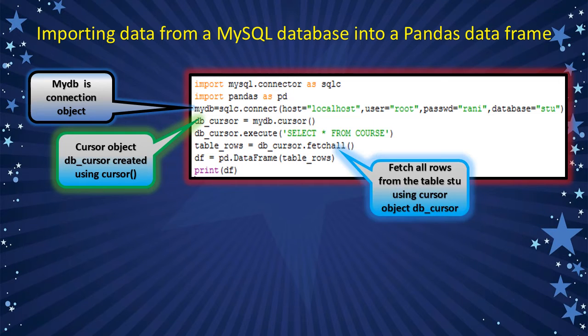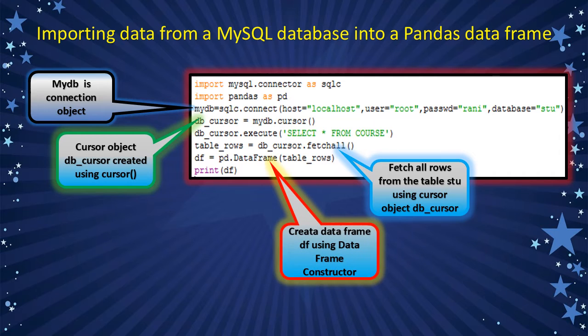The next cursor object is created. Cursor object name is tb_cursor using the function cursor. And next, execute the query using the execute function. Select star from course, so all the data are retrieved. And next, using the fetchall function, from the executed result set we retrieve all the rows and assign them to the variable table_rows.